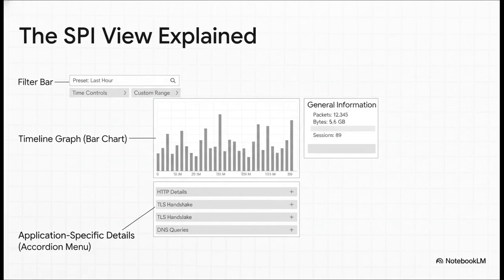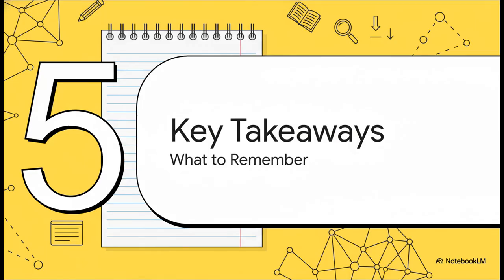And at the bottom is where the real magic happens, the application-specific details. This section actually changes depending on what you're looking at. So if it's web traffic, you'll see web details. If it's something else, you'll see details for that. It's incredibly smart.